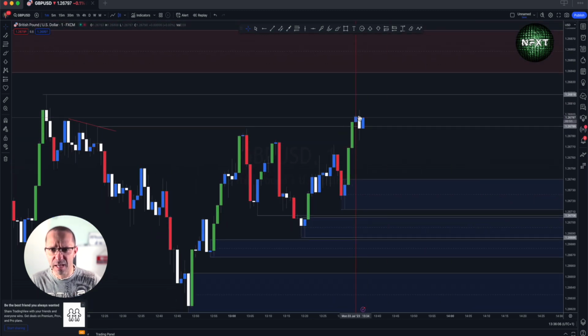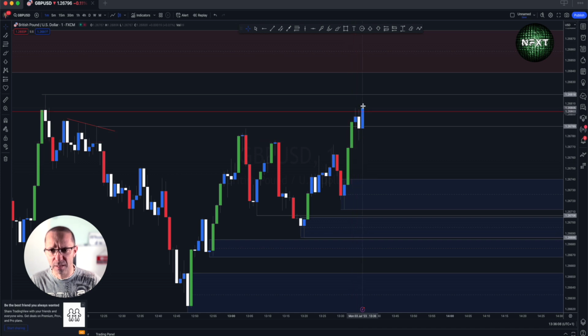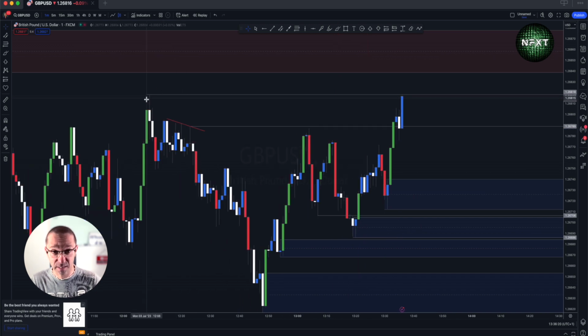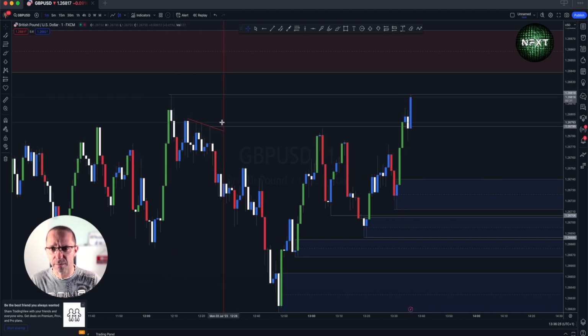Now what we've just seen here is a pullback into an imbalance. Now we'll see a continuation. We can see a pullback into an area here in the market, and now we see a nice big push up. That's what I expect to see. Again, this is the next target to take. As I just suggested, these areas were taken. This trend line was taken. That's the next target to take.